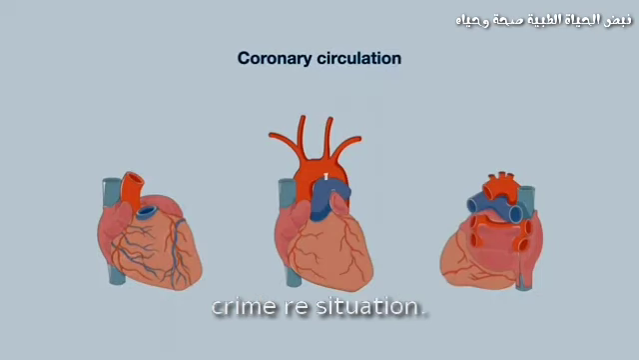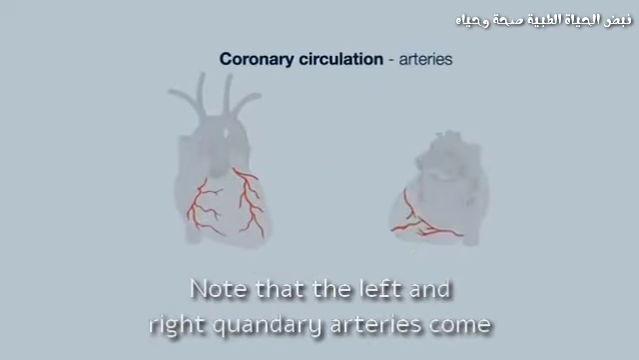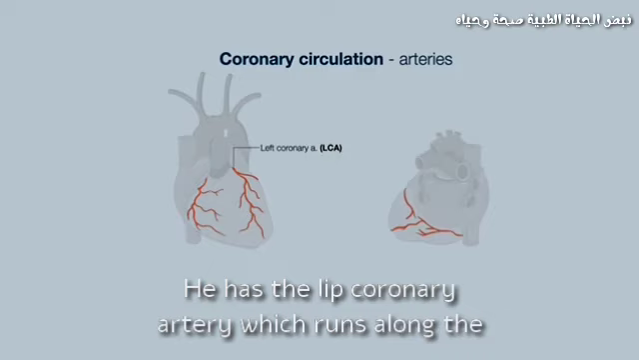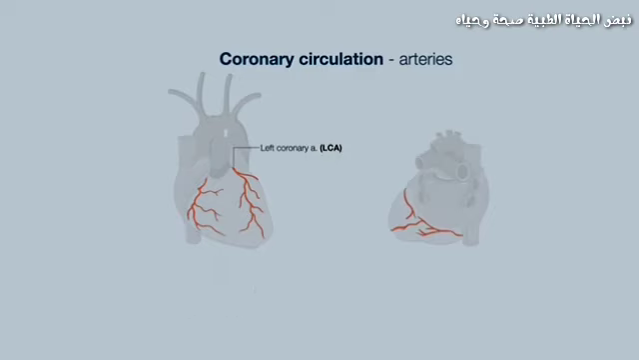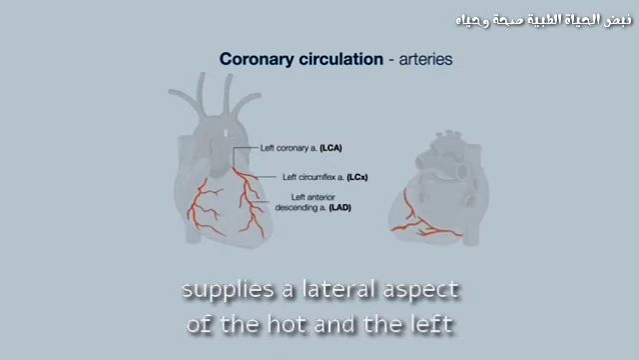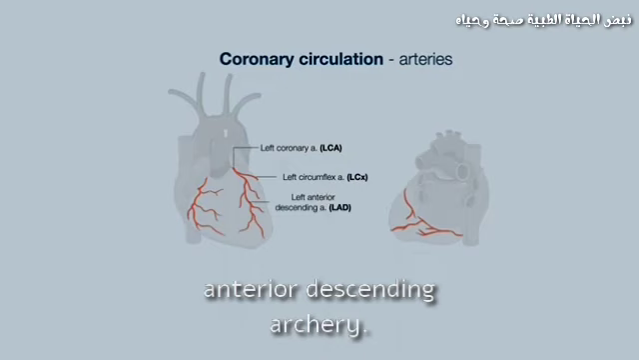We will now provide a simplified overview of the coronary circulation. Note that the left and right coronary arteries come from the base of the aorta. Here's the left coronary artery, which runs along the coronary sulcus. The branches of the left coronary artery include the left circumflex, which supplies the lateral aspect of the heart, and the left anterior descending artery.